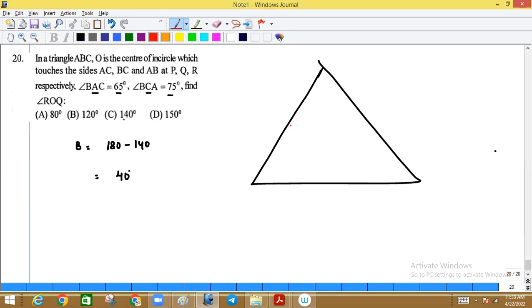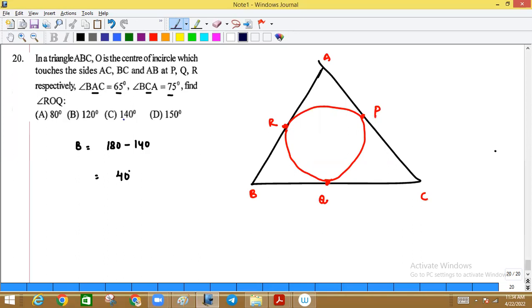I'm drawing freehand. Circle may not appear as a circle. Anyway. A, B, C. It touches AC at P, BC at Q, AB at R respectively. And they have given clearly A, B, C and all, right? So find ROQ.